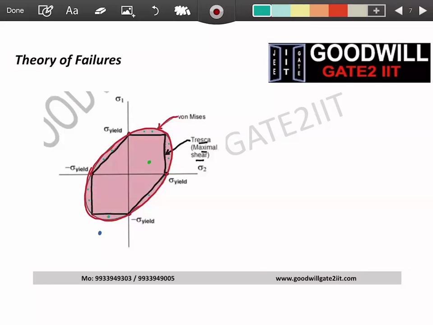Now here comes the thing. As a designer, whom will you listen to? Will you listen to Tresca? If you are standing here, Tresca is telling you if you fly with this aircraft, you will fail. Von Mises is telling you if you fly with this aircraft, it's okay, you are working fine. Now, what this tells us is this. Tresca is the more conservative theory.